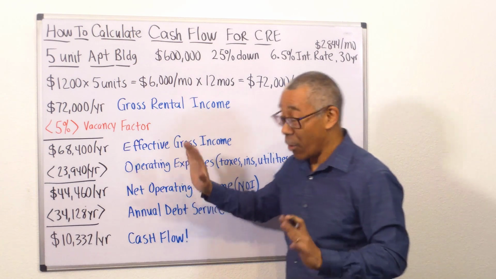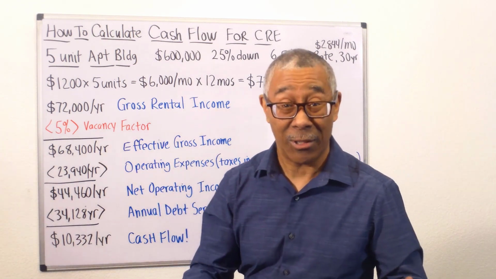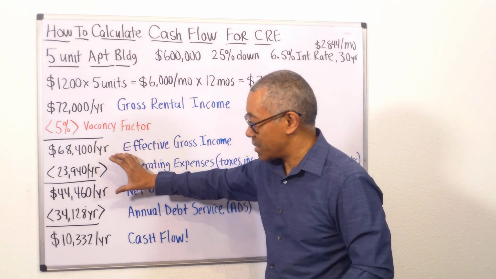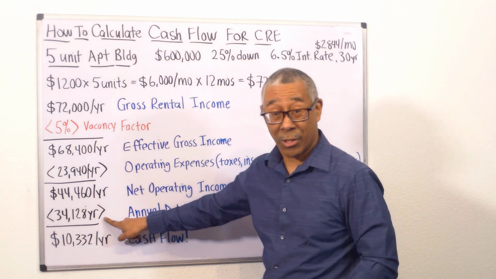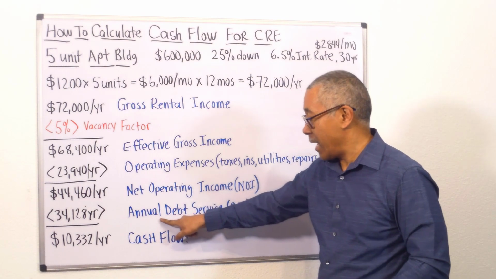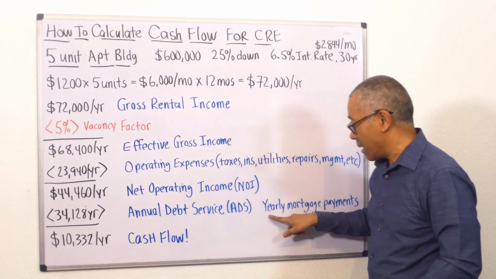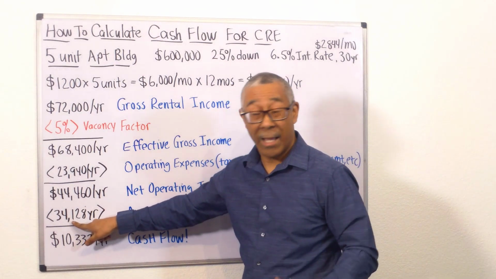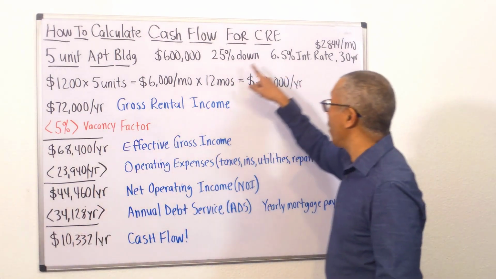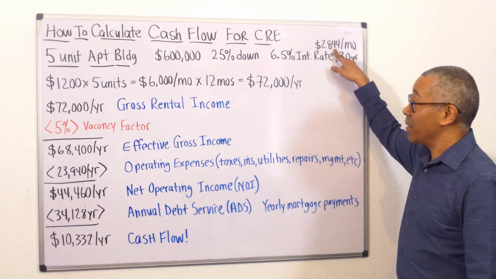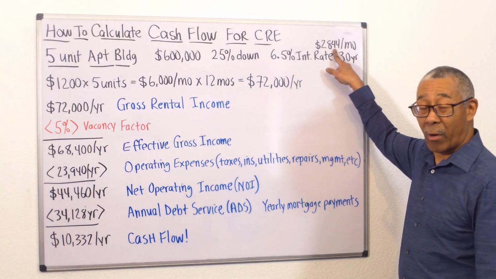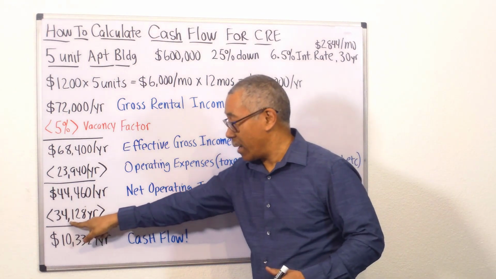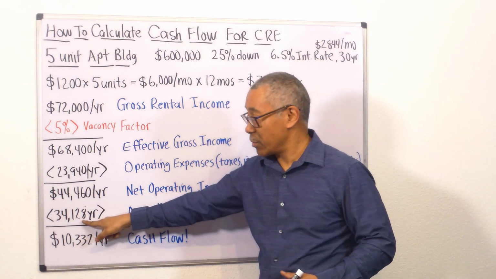All right, now the whole goal is to calculate the cash flow, right? Okay, so we have income minus expenses minus the mortgage, okay? The mortgage is called your annual debt service, or ADS, your yearly mortgage payments, all right, of $34,128. How did we come up with that number? If you recall, the monthly payments for this property are $2,844. So I take the $2,844, I multiply it by 12, and it equals $34,128.